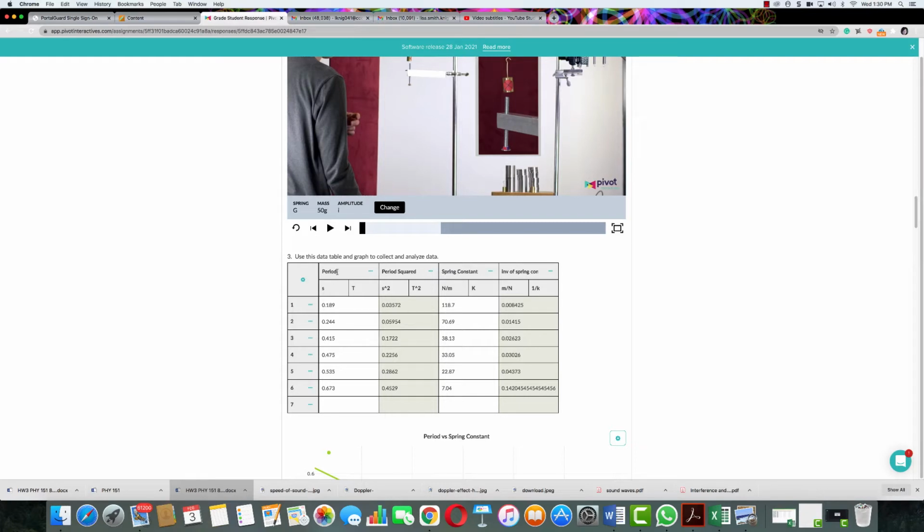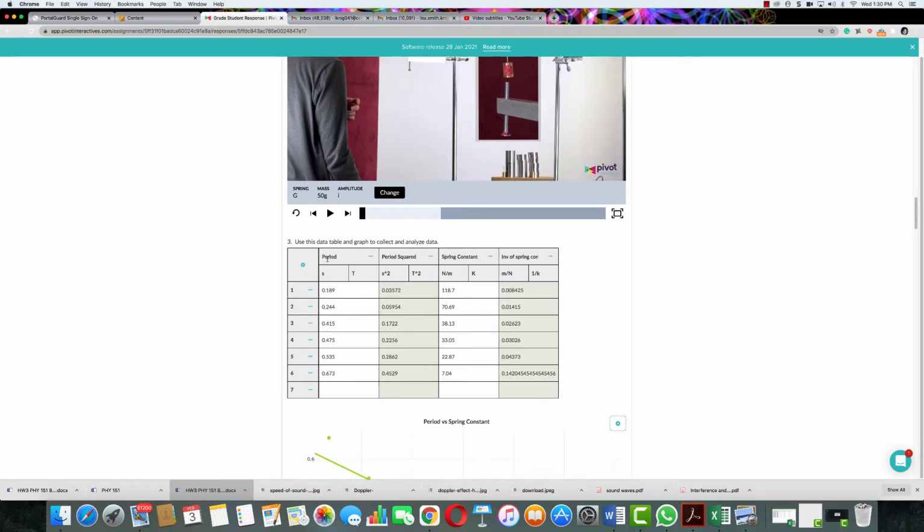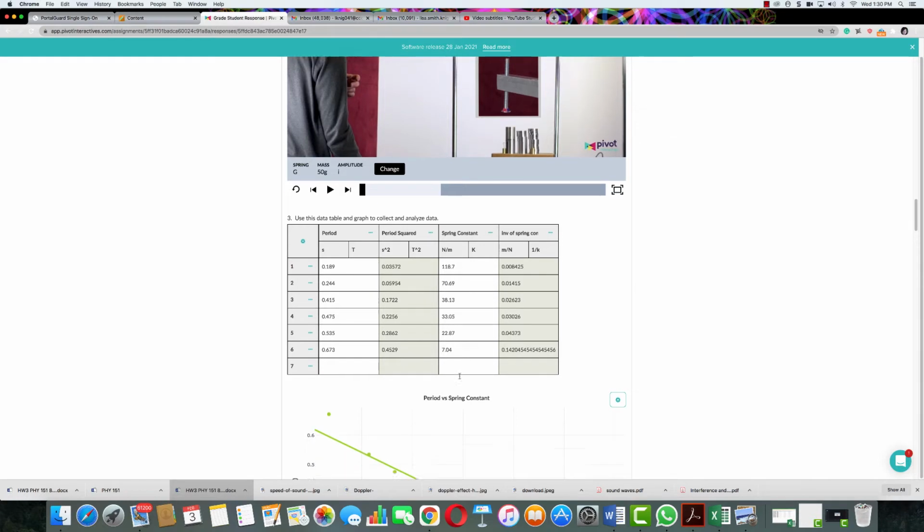So what I did is I changed your data chart, because the first thing you needed to do is find the period for each spring and plot that against the spring constant for each spring. So I made a column first of the measured periods for springs A, B, C, D, E, all the way through G. And then I just recorded the spring constant that the lab gave me for them. I didn't have to make any calculations.